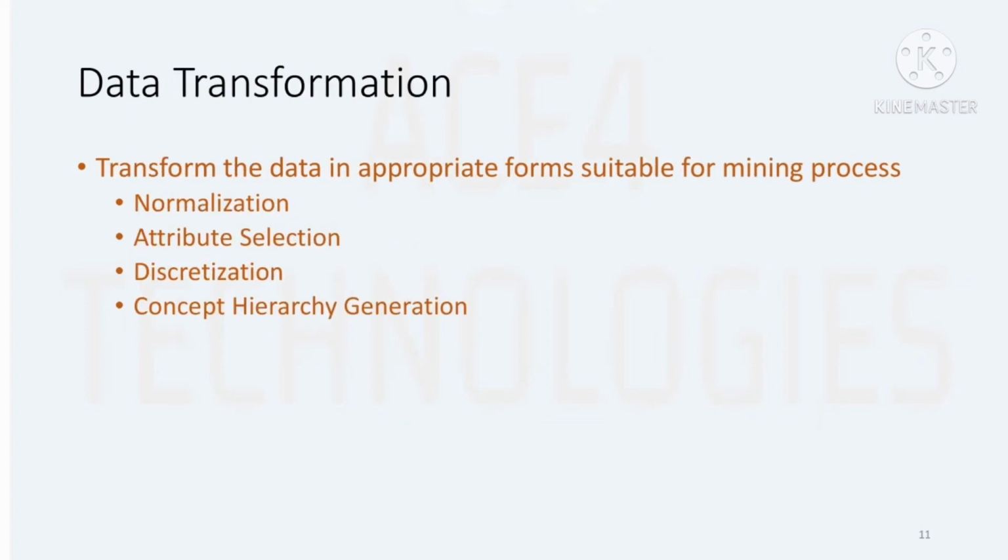The next is data transformation. Data transformation is the process of converting data from one format or structure into another, typically from the format of a source system into the required format of a destination system. It involves four types of tasks: normalization, attribute selection, discretization, and concept hierarchy generation.